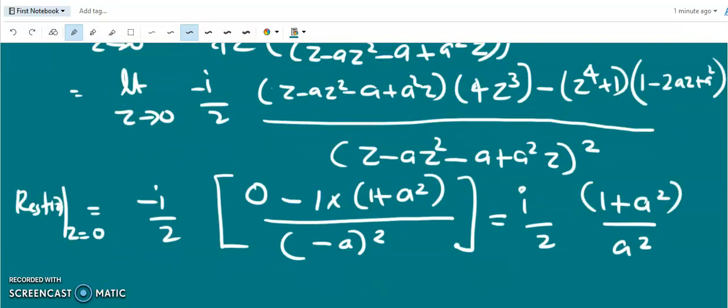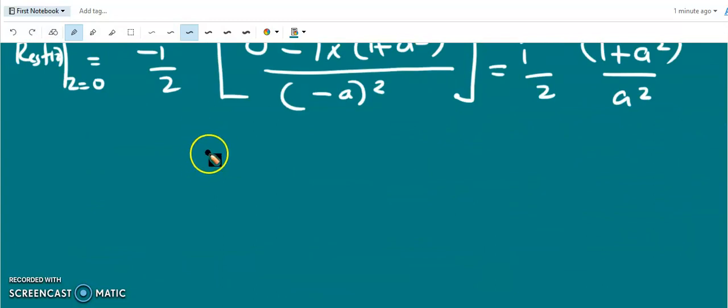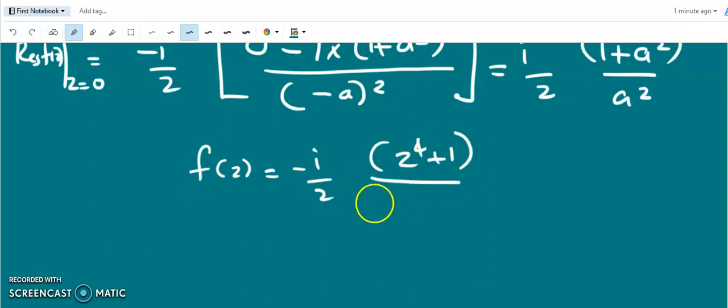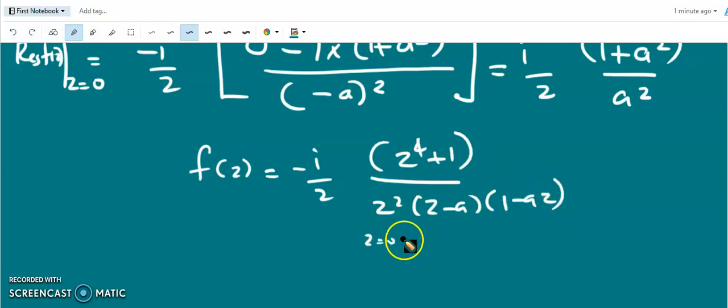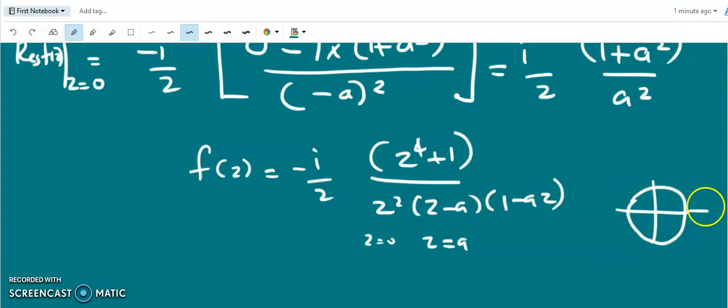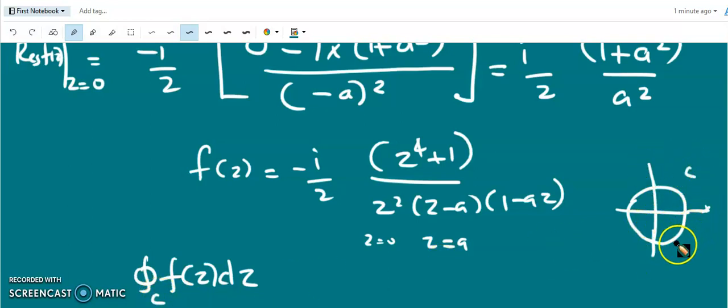So we have found the residues of the function f of z equal to minus i by 2, z to the power 4 plus 1, divided by z square into (z minus a) into (1 minus az), at z equal to 0 and z equal to a. So z equal to 1 over a is the point outside the contour, and therefore we don't have to calculate the residue at this point in order to calculate the closed integral of f of z dz over c, where c is a unit circle, so mod z equal to 1. So a is here, 0 is here, and 1 over a is outside.